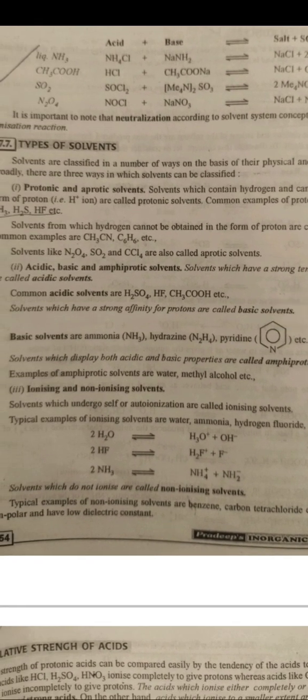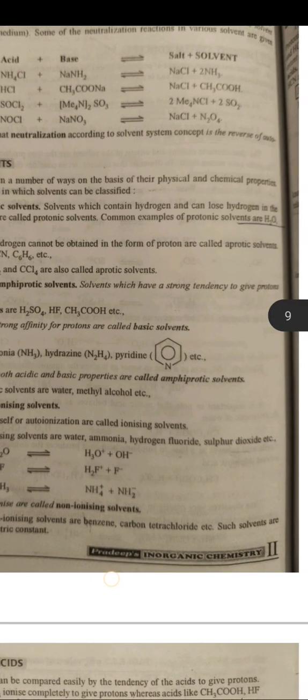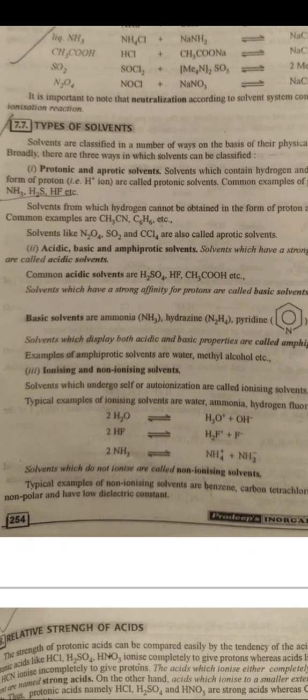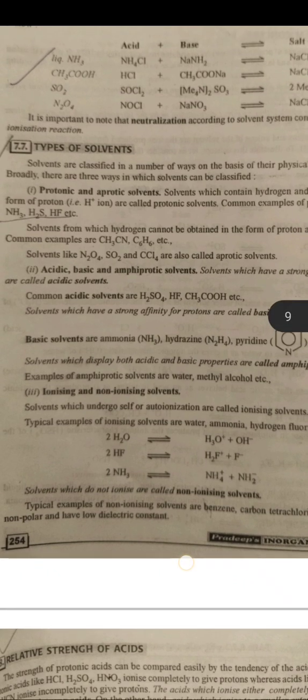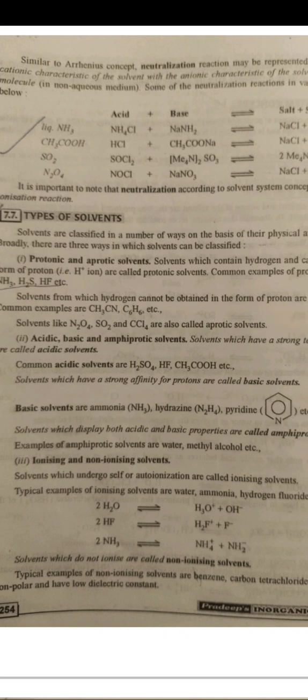Solvents which do not ionize are called non-ionizing solvents. Typical examples of non-ionizing solvents are benzene, carbon tetrachloride, etc. Such solvents are non-polar and have low dielectric constant. So our inorganic chapter is complete.